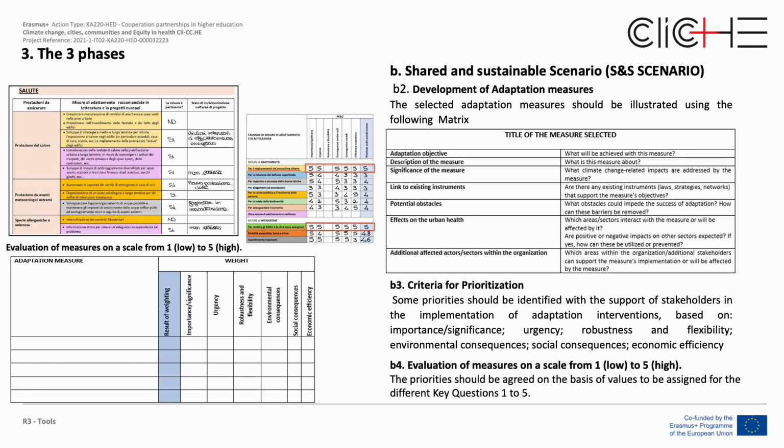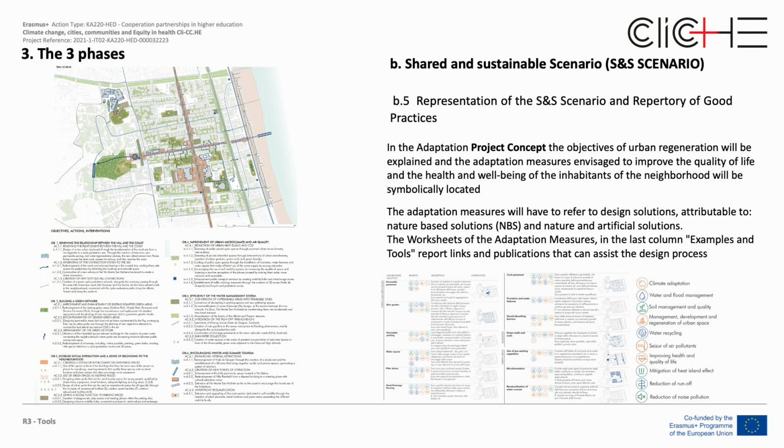After the selection of the adaptation measures on the basis of the relationship between the participants in the local workshop, the shared and sustainable scenario will have to be represented through a project concept. This will explain the objectives of urban regeneration and will locate the expected adaptation measures that could improve the quality of life and the well-being of the neighborhood.